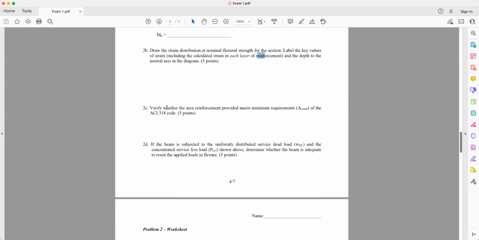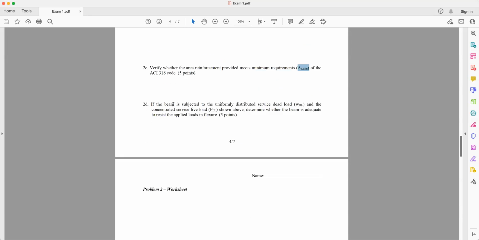So all that. Then verify whether the area of reinforcement provided meets the minimum requirement As min, that is checking As min, the 2 equations: 3 square root f prime C over Fy, and 200 over Fy, both multiplied by bw ds, whichever is bigger gives you that As minimum. So check that. Last one. If the beam is subjected to uniformly distributed surface load, omega DL, dead load, what is the factor?